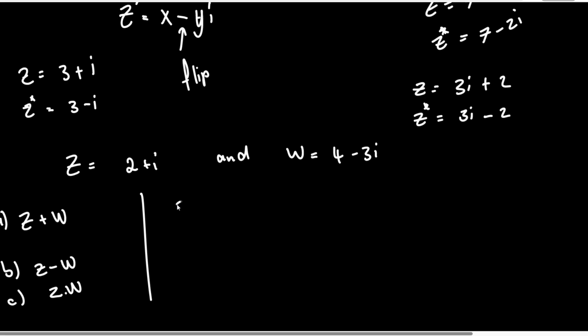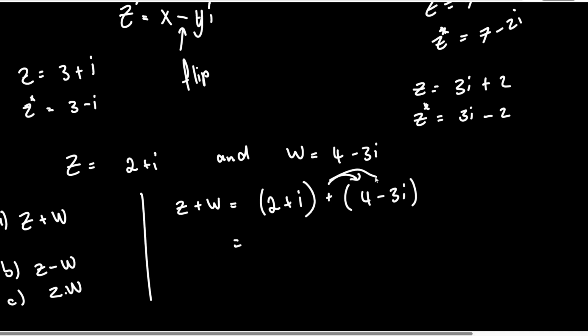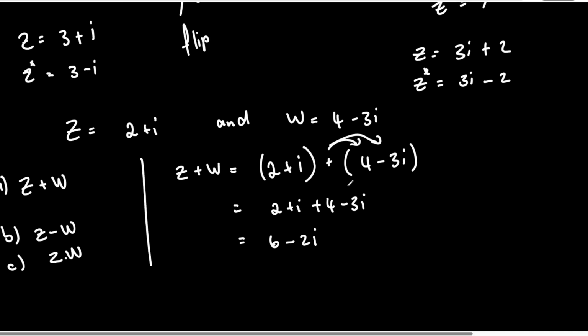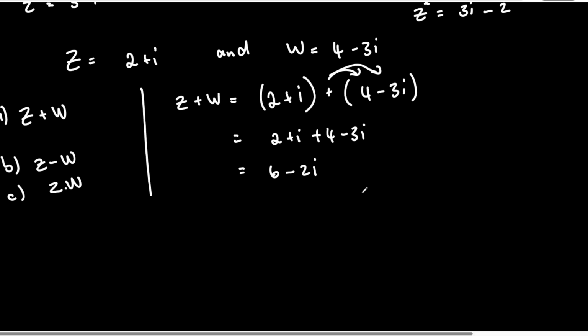Okay, very, very easy. So z plus w, we can just write it as 2 plus i, in parentheses or brackets, plus 4 minus 3i. Just distribute the positive symbol, nothing changes. So it's going to be 2 plus i plus 4 minus 3i. And then we add like terms, so that's going to be 6 minus 2i. Very, very easy. Don't let anyone tell you complex numbers is tough. Really, I don't believe it's very complicated. I'll try and make it as easy as possible.